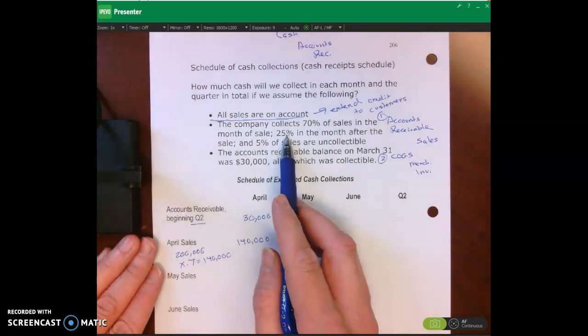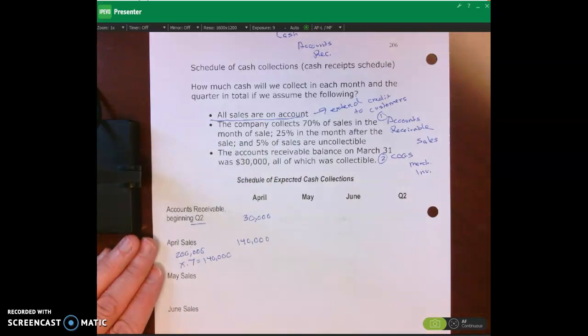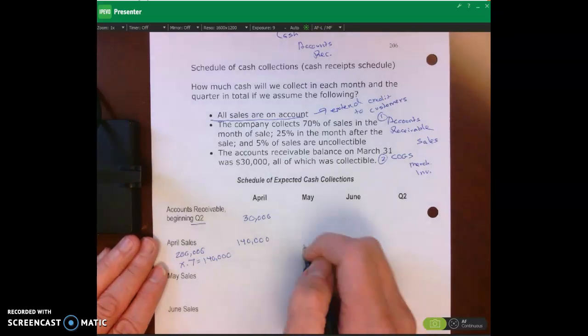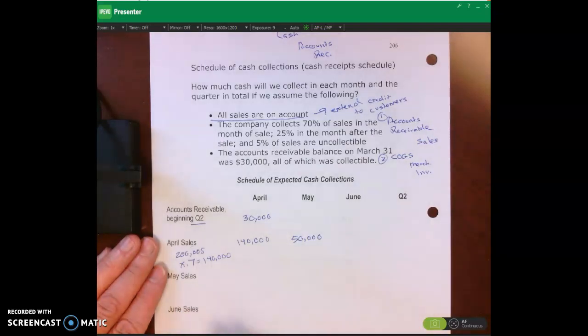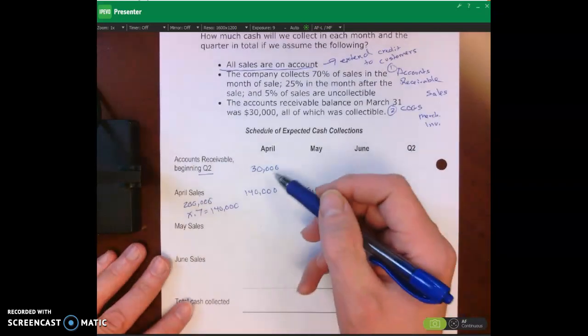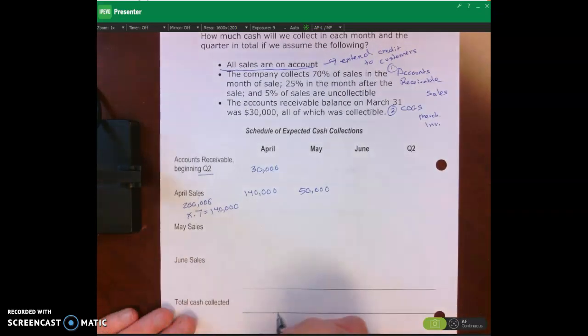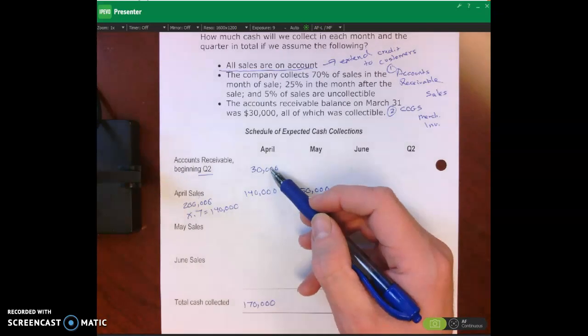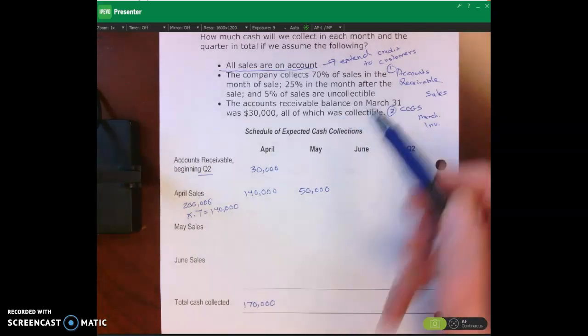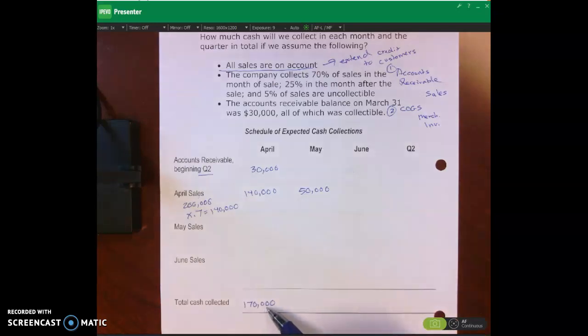Then it says 25% in the month after the sale. Okay, so that means I collect 25% of the $200,000, which is my $50,000 April sales collected in May. Now for April, I can add this, and this gives me a total of $170,000 that I'm collecting in April, which includes my beginning accounts receivable. I'm assuming that's all collectible because it says so, plus my April sales that I collect in April gives me $170,000.